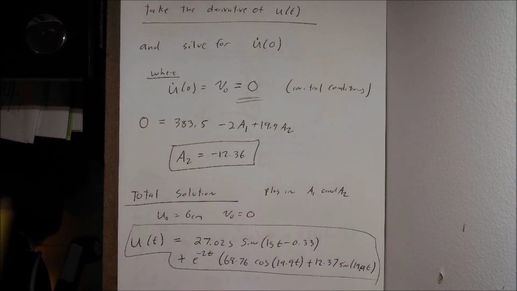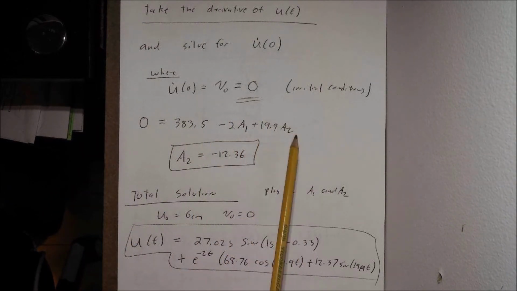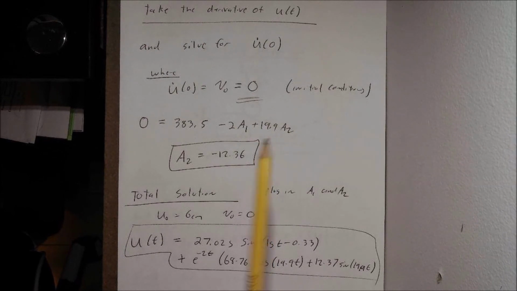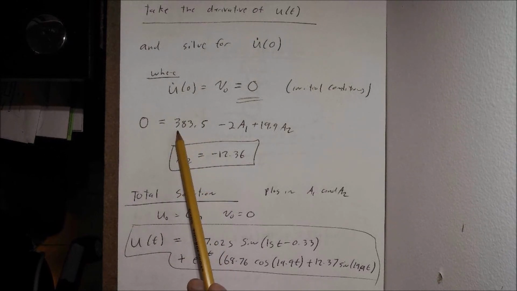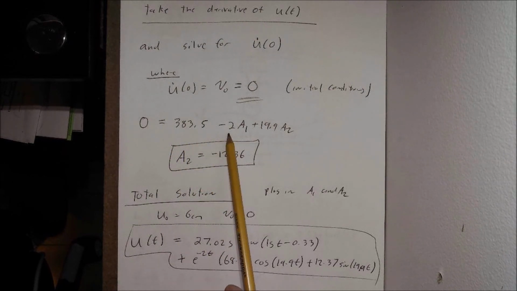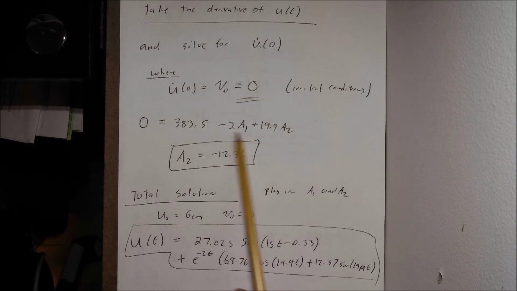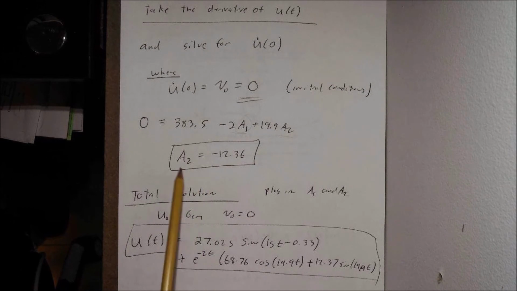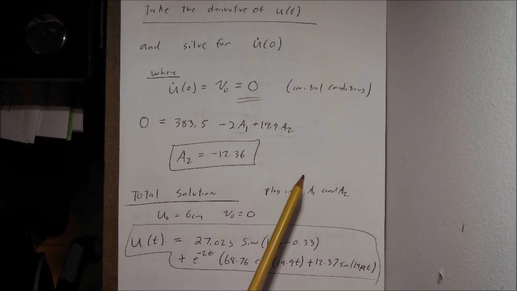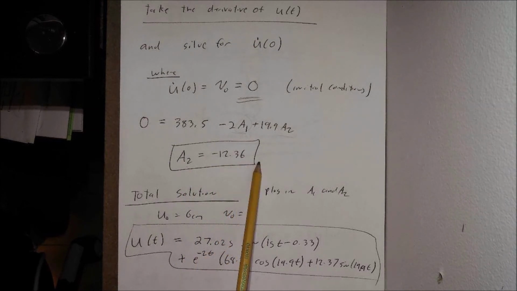Plug that back in. We can take the derivative of that equation. I'm not going to do all the steps for the derivative here. Same as we've done in the previous problems, take the derivative of our u of t function, plug in a value of 0 so that we now have a u dot of 0. We end up with 383.5 minus 2a1 plus 19.9a2. So we have two unknowns, one equation, but technically a1 is known because we just solved for that from the other initial condition for initial position. Plug in our value for a1 from the previous page, and we end up with our a2 equal to negative 12.36.